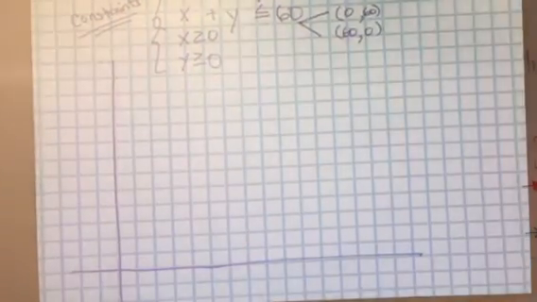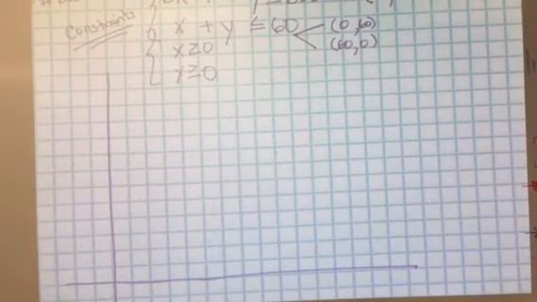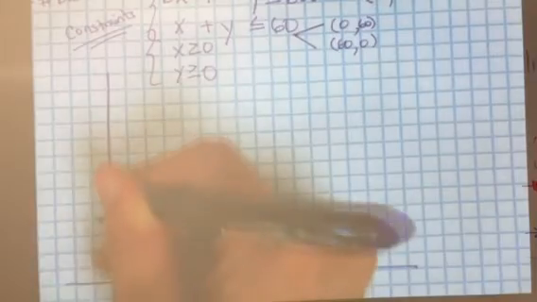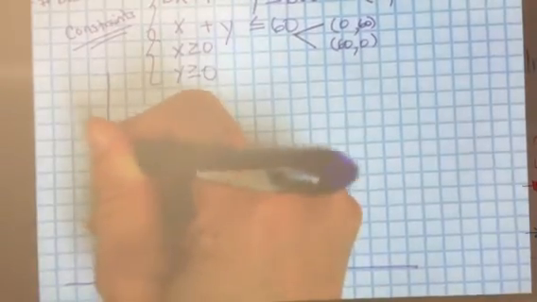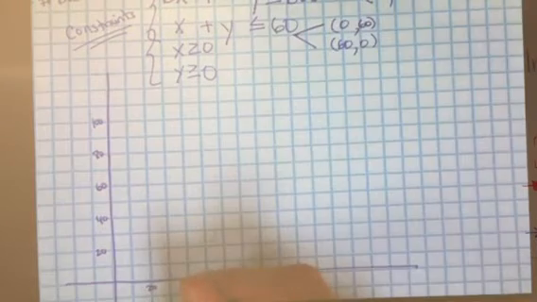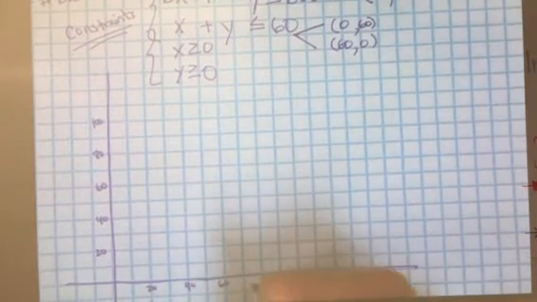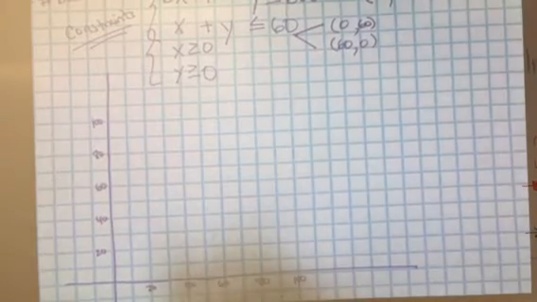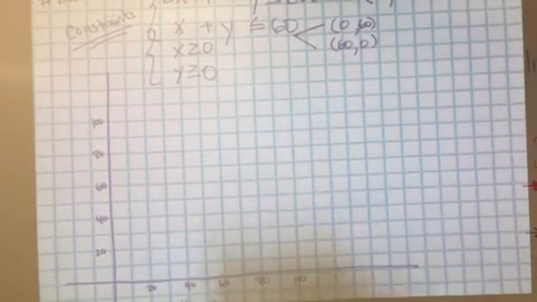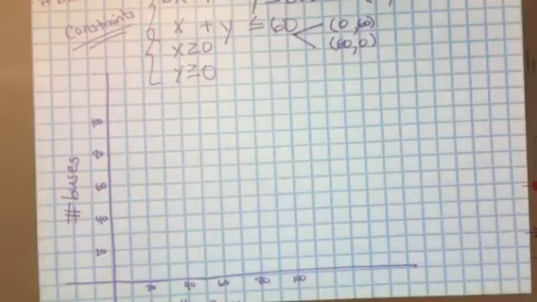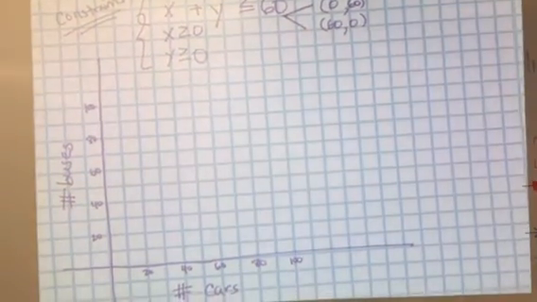So now we're looking at graphing those inequalities. 10, 20, 30, 40, 50, 60, 70, 80, 90, 100. My x-axis represents the number of cars. My y-axis represents the number of buses, and it is important to label what your x and your y-axis represent.